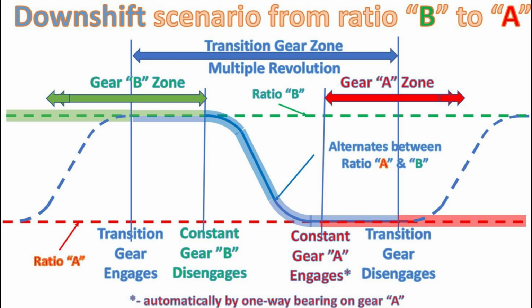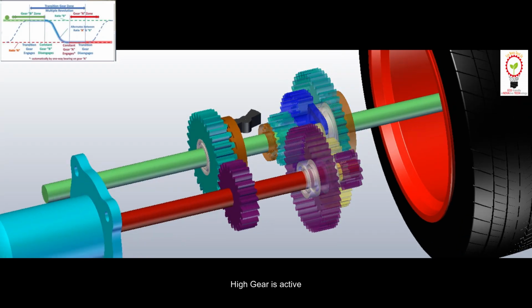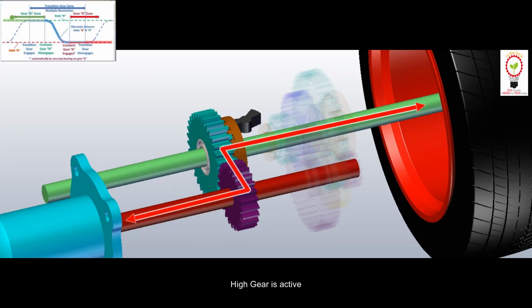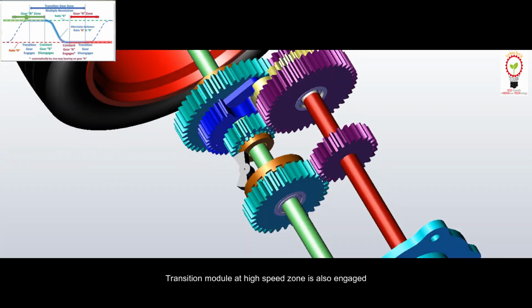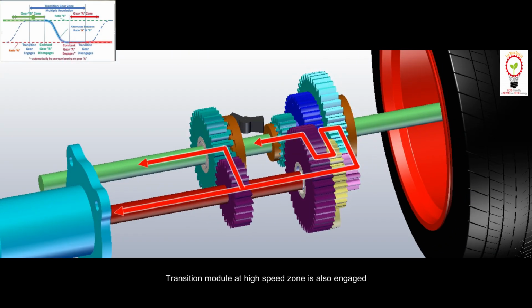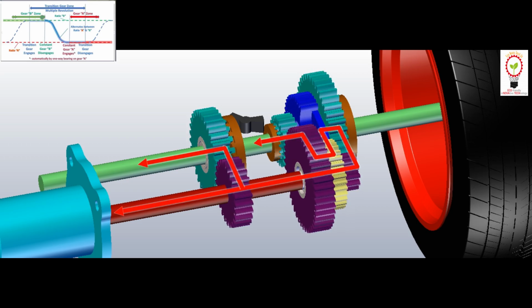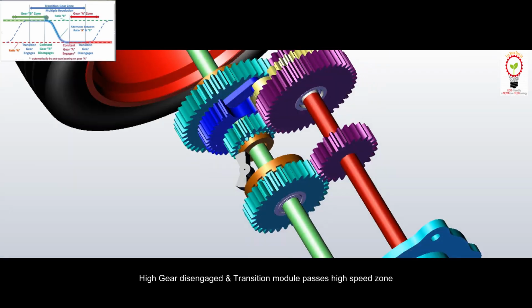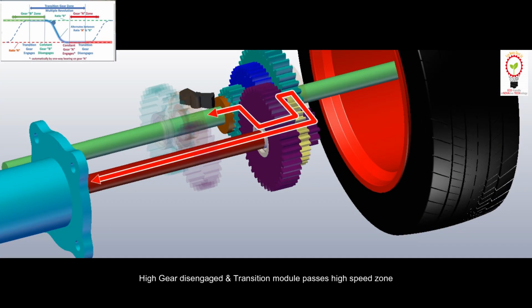Downshift scenario from ratio B to A. High gear is active. Transition module at high speed zone is also engaged. High gear disengaged. Transition module passes high speed zone.